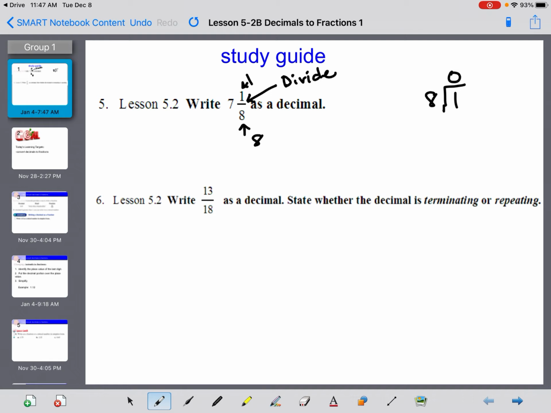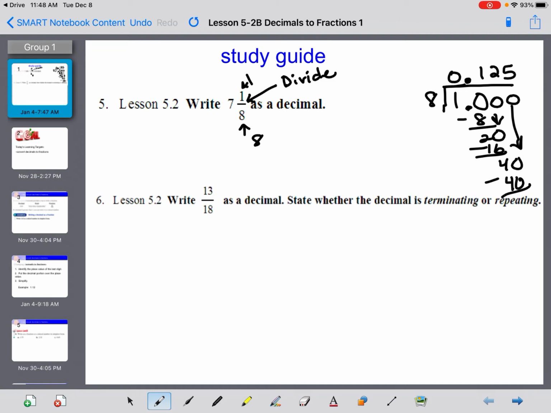Now, 8 doesn't go into 1. So I put a 0 above the 1, and I add a decimal and a 0. 8 goes into 10 one time. I subtract, add a 0, bring it down. 8 goes into 20 two times. Then I subtract, I still don't come out even. I bring down a 0, 8 goes into 40 5 times, and there it comes out even.